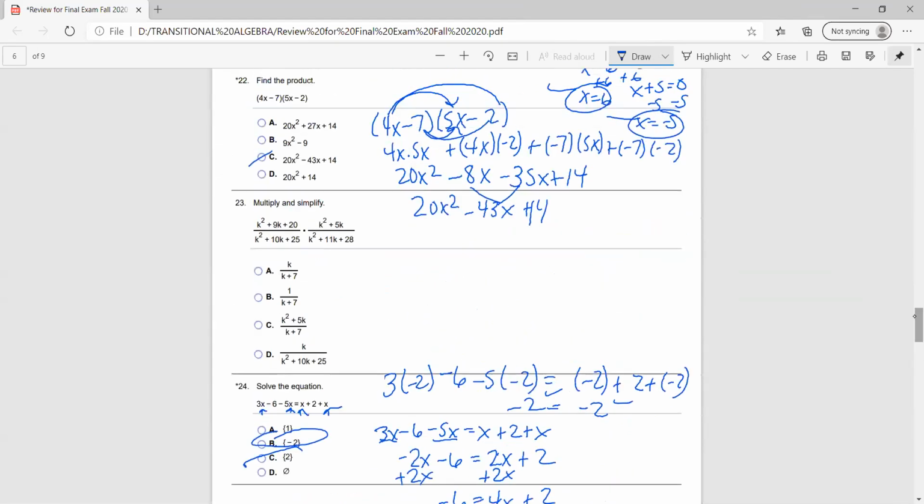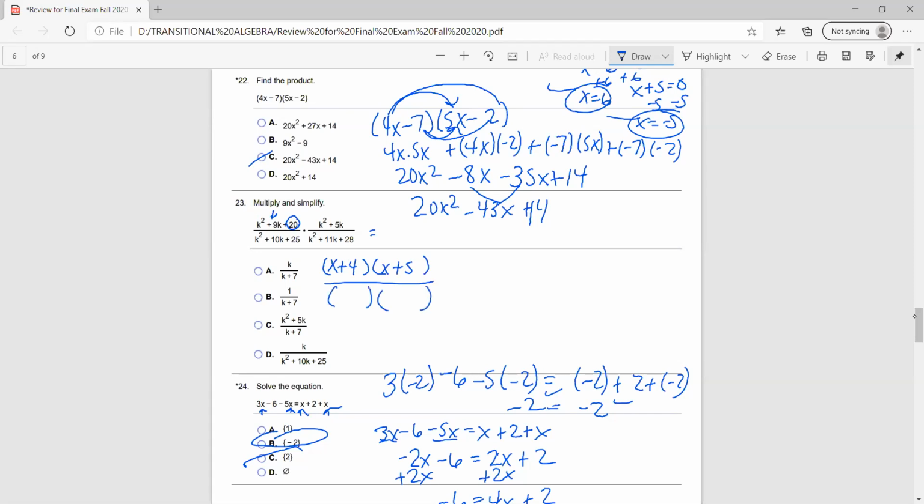Okay, so let's go back up here to 23, which it's wanting us to multiply these things. So what you're going to want to do is you're going to want to try to factor this to see if anything will cancel out. Okay, so we need something that multiplies to 20 and adds to 9. Well, that would be 4 and 5. 4 times 5 is your 20, and 4 plus 5 is your 9.